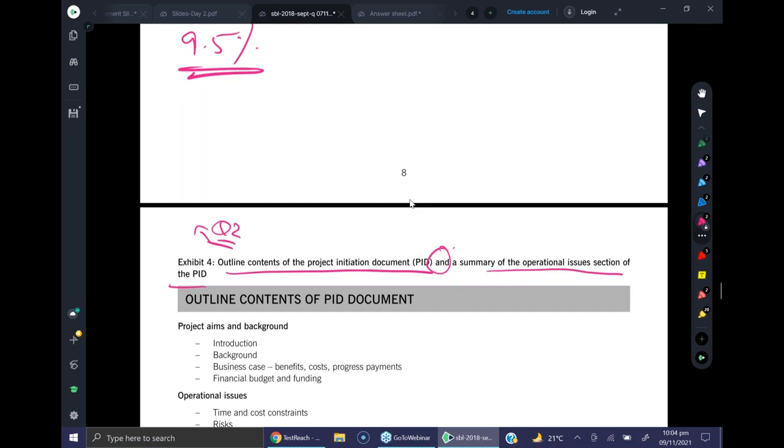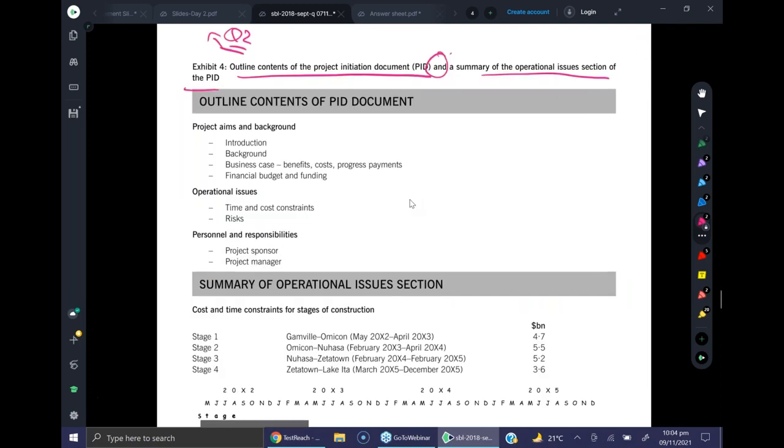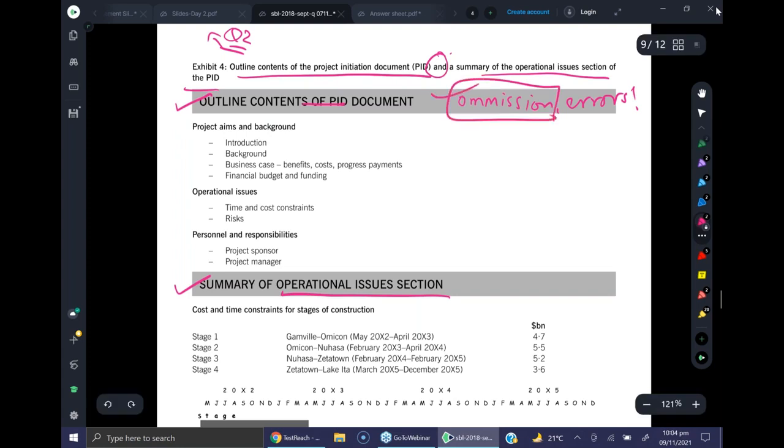You don't have to change your tone a lot when you are talking. What was the work? You have to critically evaluate this given PID and summary of operational issues. So outline the contents of the PID and summary of operational issues. Critically evaluate means the things which are right, I will say they are right, but if there are any omissions or any errors, the very prominent ones, I will be looking for those. Omissions will be my main criteria, if there is anything important that is not there.